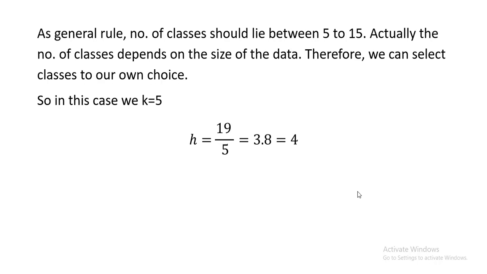So first of all, I need to calculate the height. Height means range divided by classes. Range I have calculated, that was the maximum observation 54 minus the minimum observation, that was 35. So 54 minus 35 was 19. Since I wanted to divide this data into 5 classes, I have written 5 here. After calculating this value, I came across 3.8. Rounding up to the next point, that is 4. So my height here is 4.